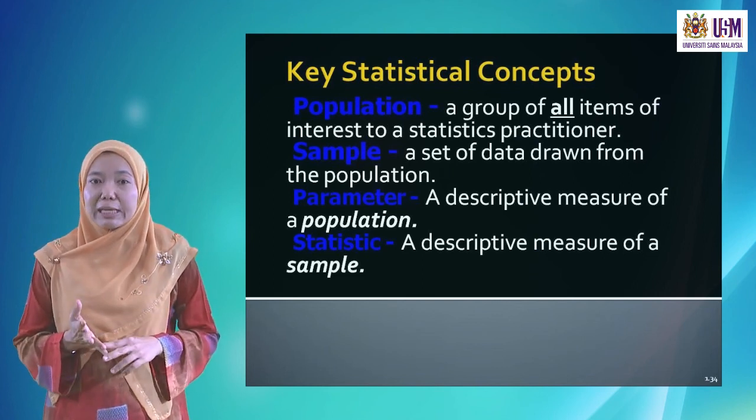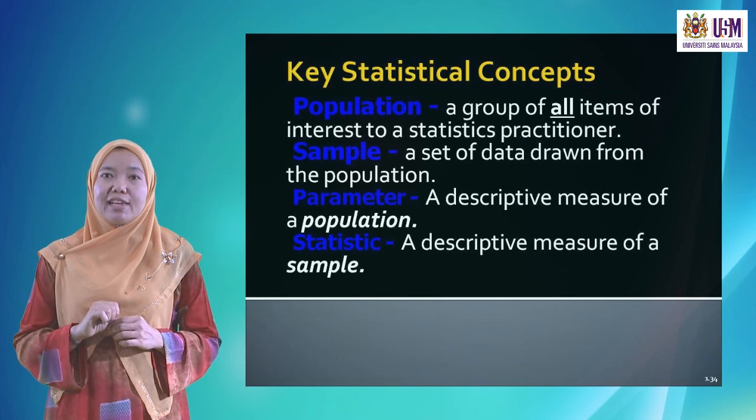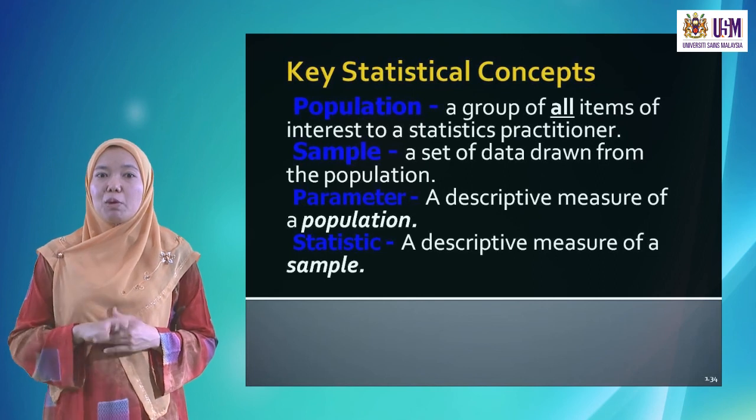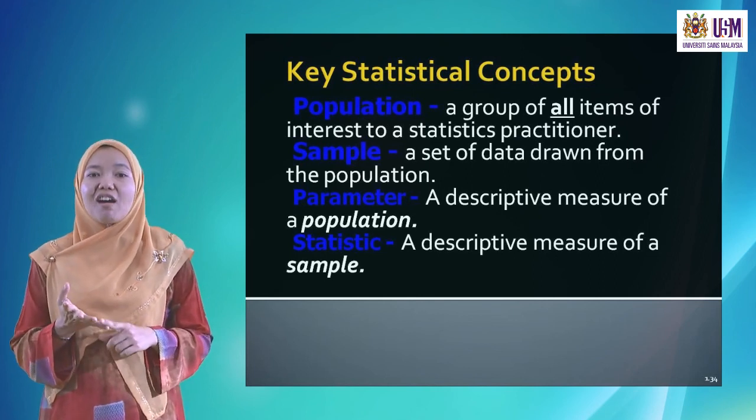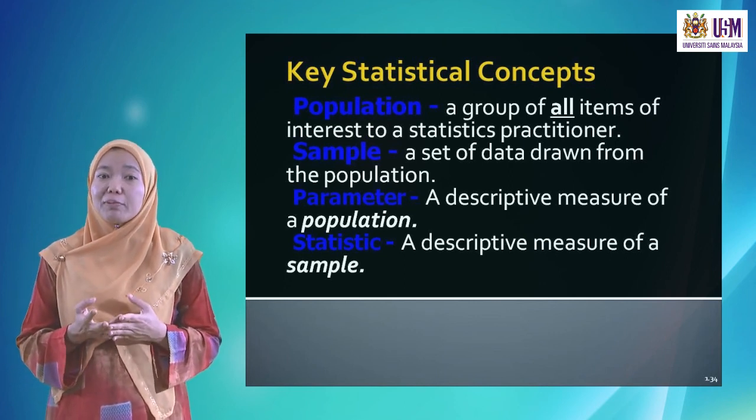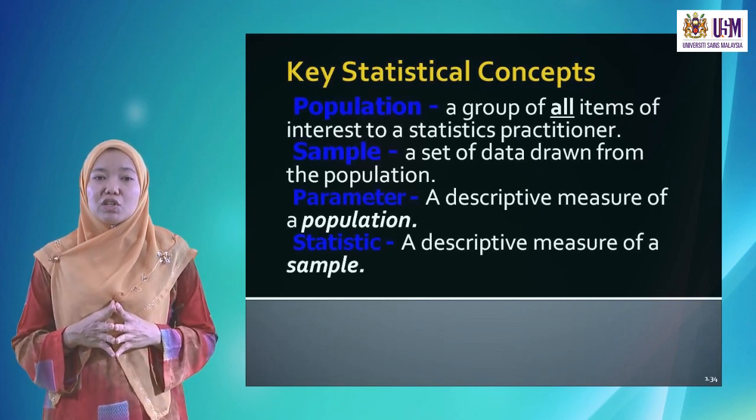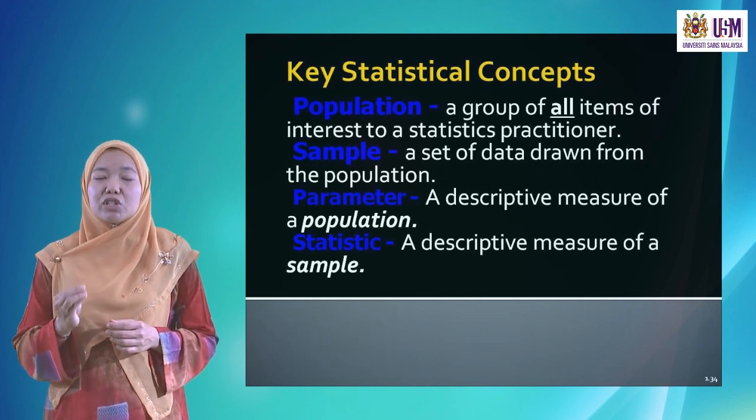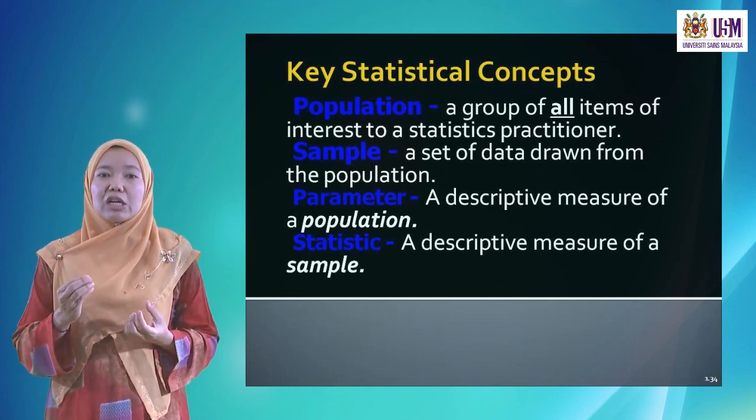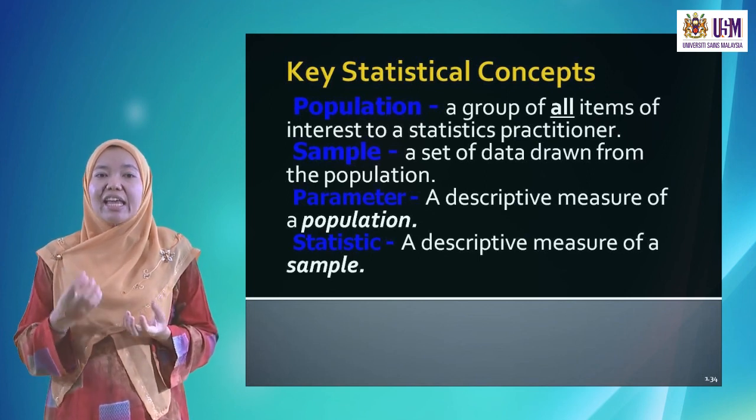When we discuss about sample, what is sample? Sample is just a set of data that is drawn from the population. So population is a group of all items, while sample is part of the population. And then we have the word parameter. Parameter is just a descriptive measure of population, while statistic, specifically in this particular definition, refers to a descriptive measure of a sample. So if you discuss population, your measure will be called a parameter. If you discuss sample, your measure will be called a statistic.